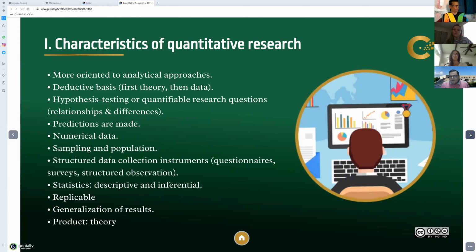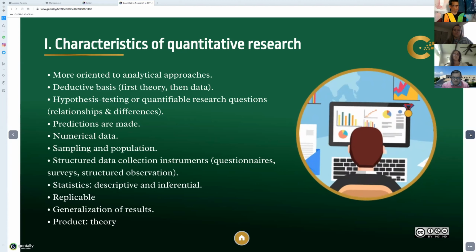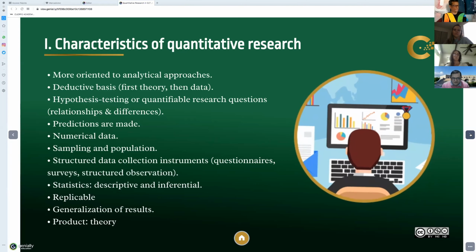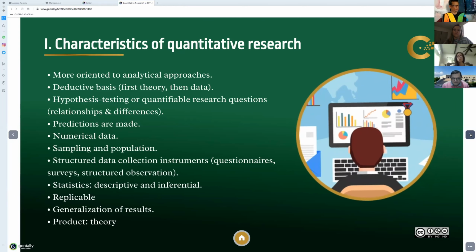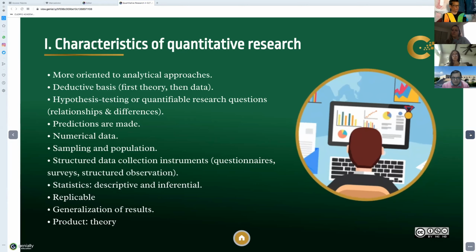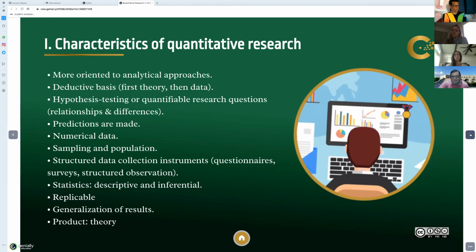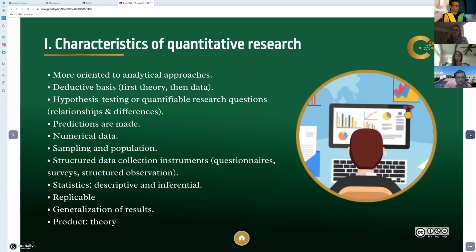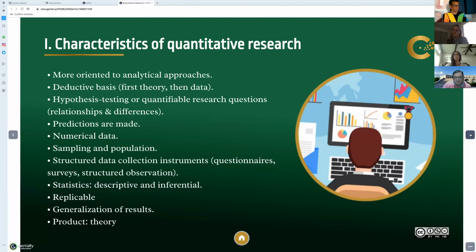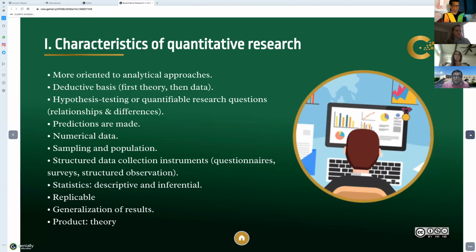In terms of data collection or data gathering instruments, normally we use questionnaires, closed-ended questionnaires, surveys, structured observations. We use these instruments that are prepared in advance, that can be converted into numerical data. I'm not saying that qualitative research cannot be converted in numerical data. That's another thing. And another characteristic of QR is that we use statistics.